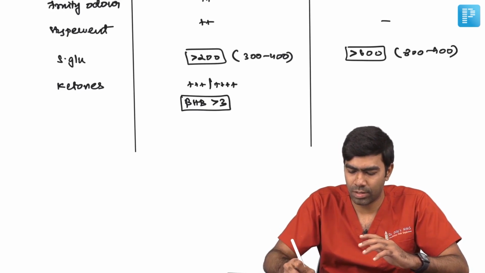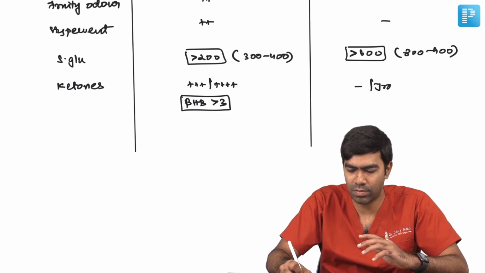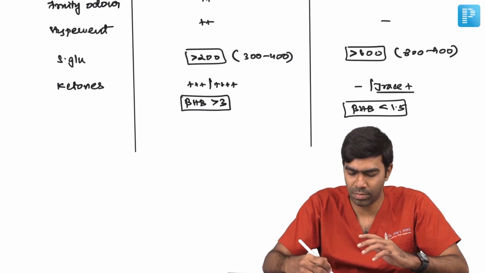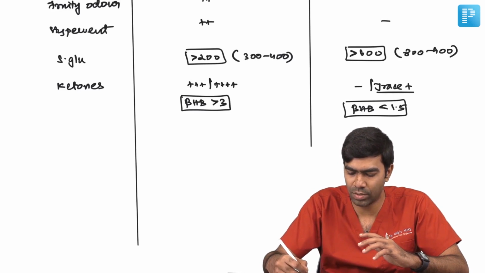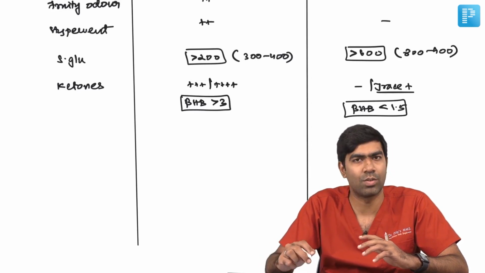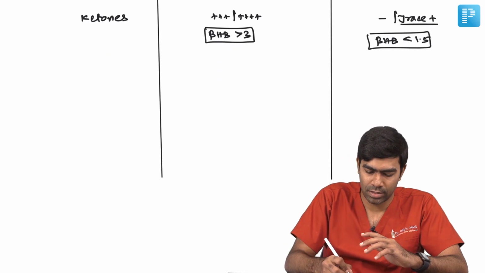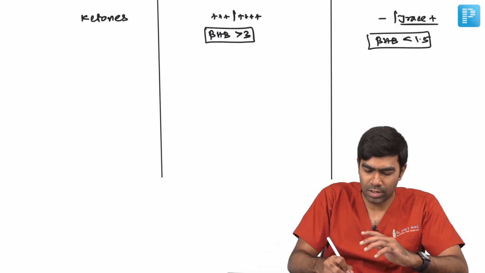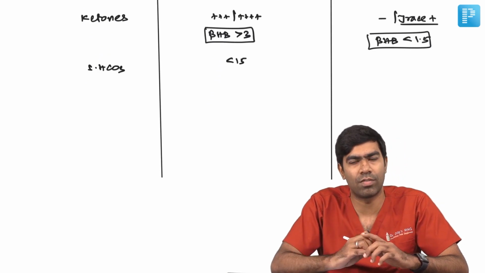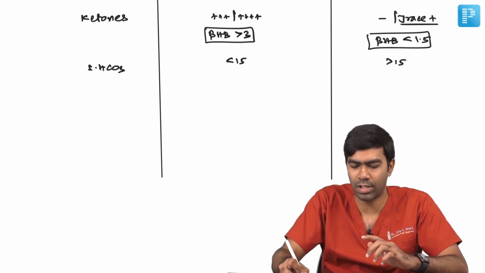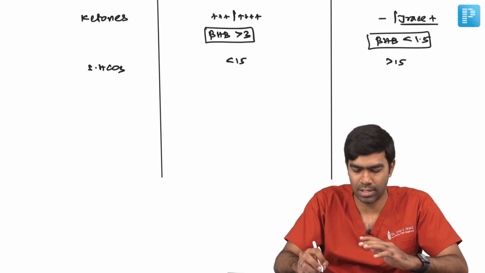Similarly, here there will be no ketones. They can be either negative or only trace positive. So usually by definition, the beta hydroxybutyrate should be less than 1.5 in a patient who is suffering from hyperosmolar hyperglycemic state. There should not be significant ketosis and there should not be significant acidosis as well to diagnose HHS. So which means I have to know the serum bicarbonate, which will be usually less than 15 in the setting of DKA and more than 15, not much acidosis in the setting of HHS.